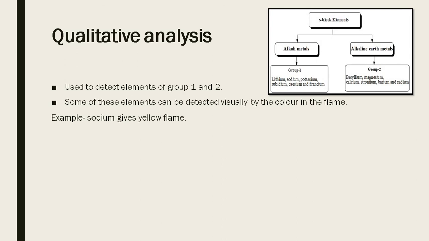Now, some of these elements can be detected even visually by the color in the flame. For example, sodium will give yellow color in the flame. Potassium will give purple color. Okay, but this method is not very reliable.